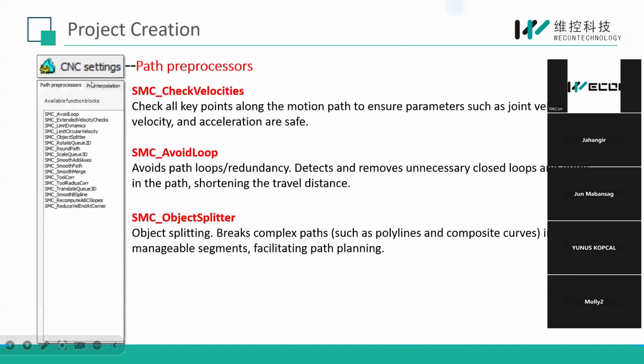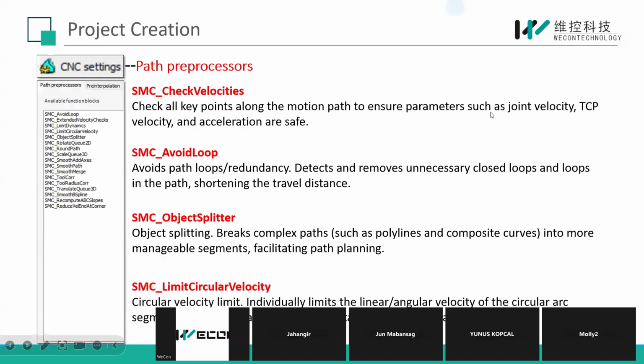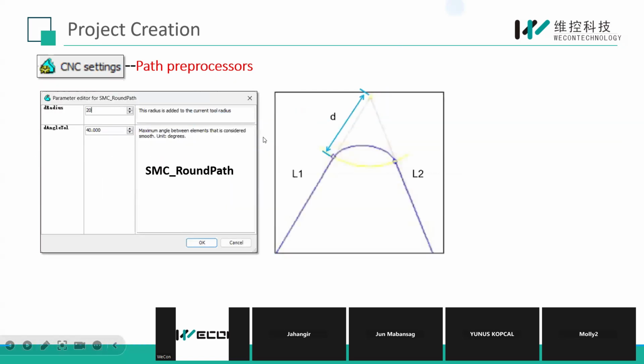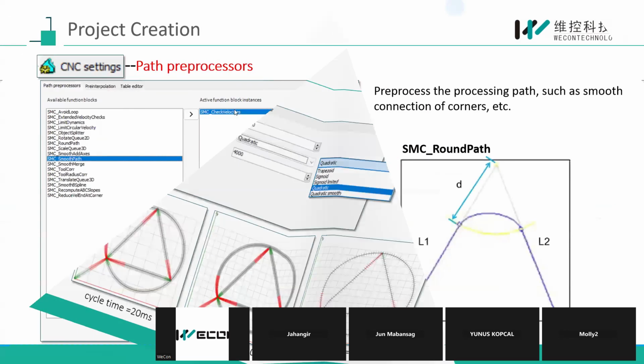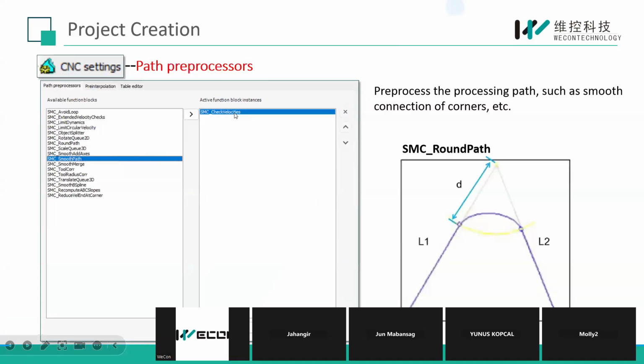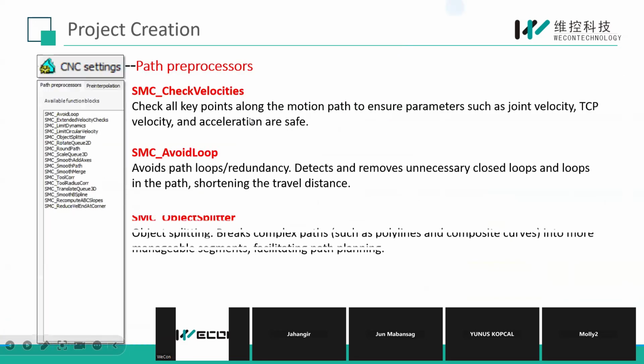And some other function blocks, for example, this SMC check velocity. This function block will check all key points along the machine path to ensure the parameters, such as jerk, velocity, TCP velocity, and some other parameters are safe. And this one must be added here. It is there by default. This one we can't delete. It must be in this active function block instance.